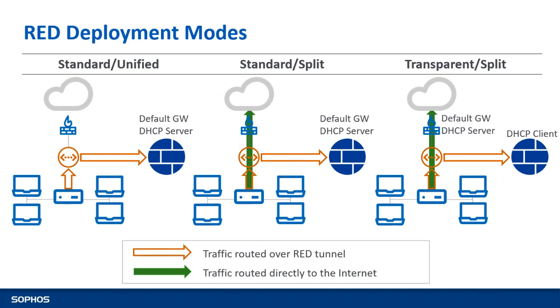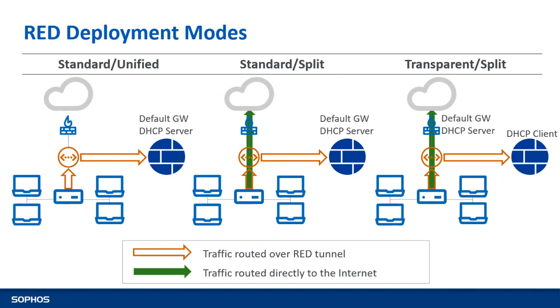The standard split. The standard split continues here. The firewall continues to manage the remote network, acting as a DHCP server and a default gateway. Okay? So, however, in this configuration, only traffic to defined networks is sent over the RED network to the firewall, and all the other traffic is sent directly to the internet.